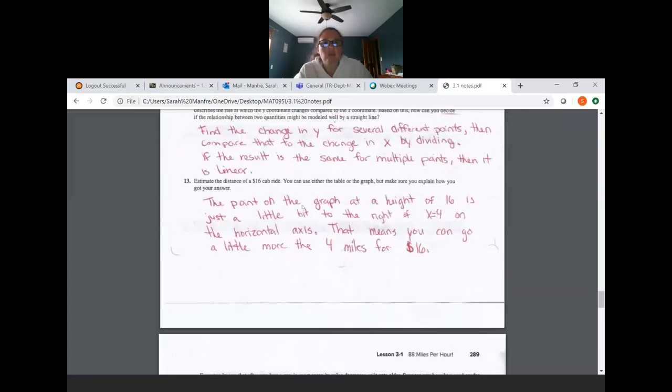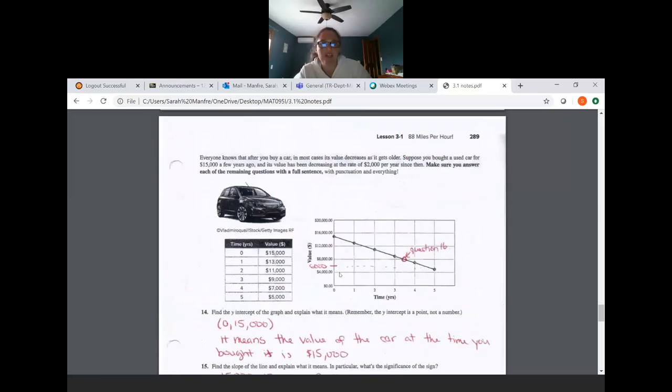Okay, so I said the point on the graph at a height of 16 is just a little bit to the right of x equals 4 on the horizontal axis. That means you can go a little bit more than 4 miles. All right, next question.